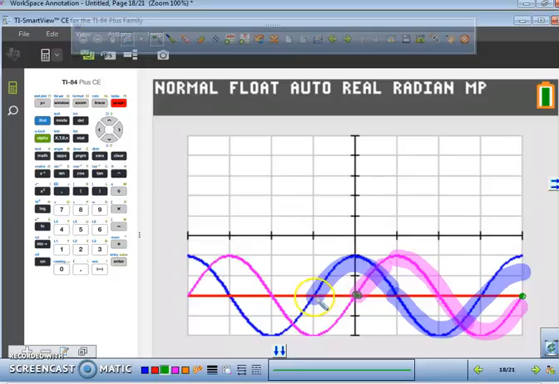That's the distance from here to right there: negative pi over 2. What was our phase shift? Negative pi over 2.